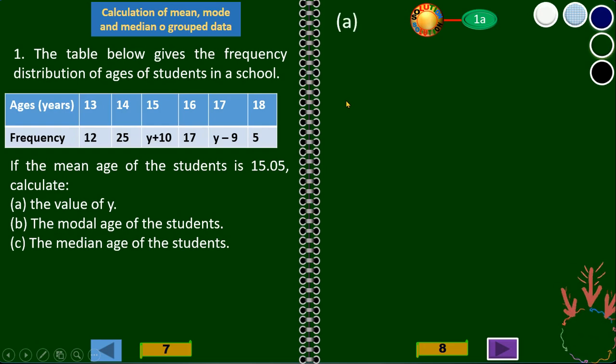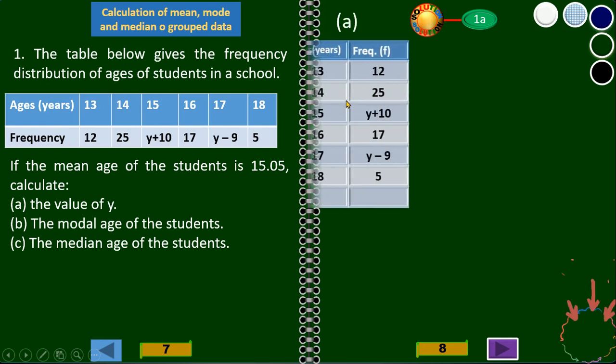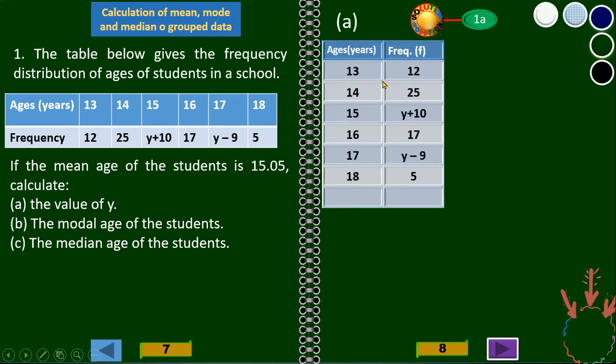Then we're going to bring up the table. These are the information given in the question: the ages in years and the frequency. So to calculate the mean, we are going to add another column. But before then, we are going to add the total frequency.